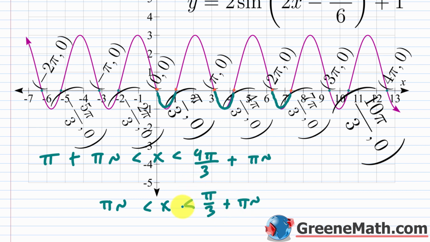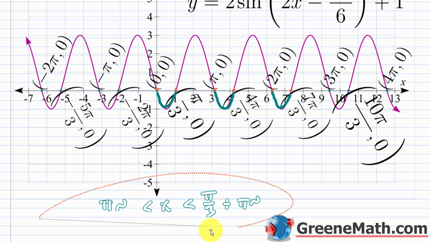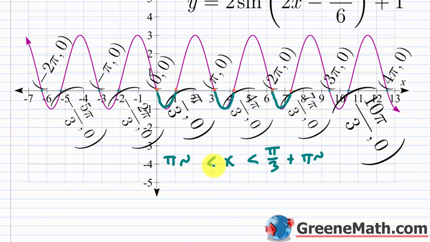So that's another way to write it. This way is fine, that way is fine, whatever you want to do. I'll probably just stick with this one because that's how I wrote it on the practice test. So let's just go ahead and say that x is greater than pi n and less than pi over 3 plus pi n, where n is any integer.